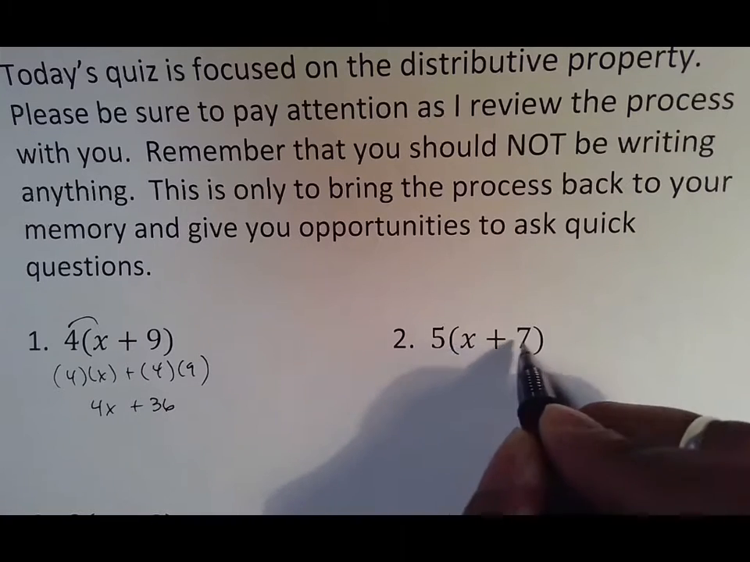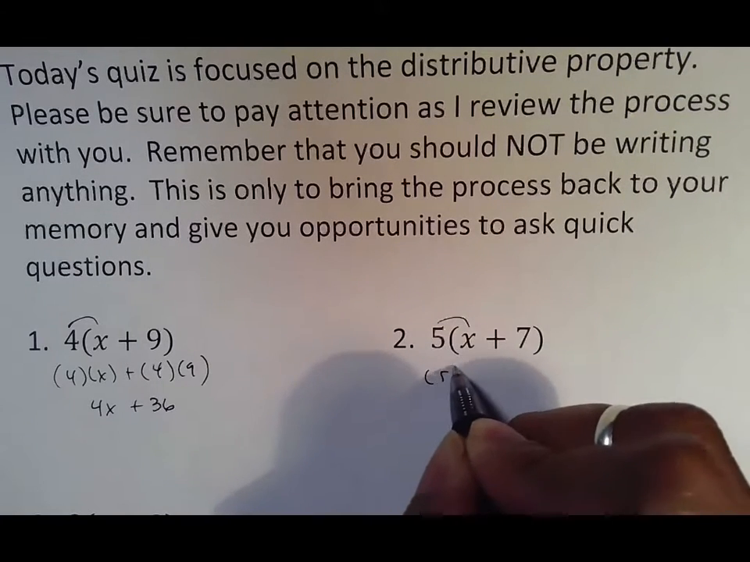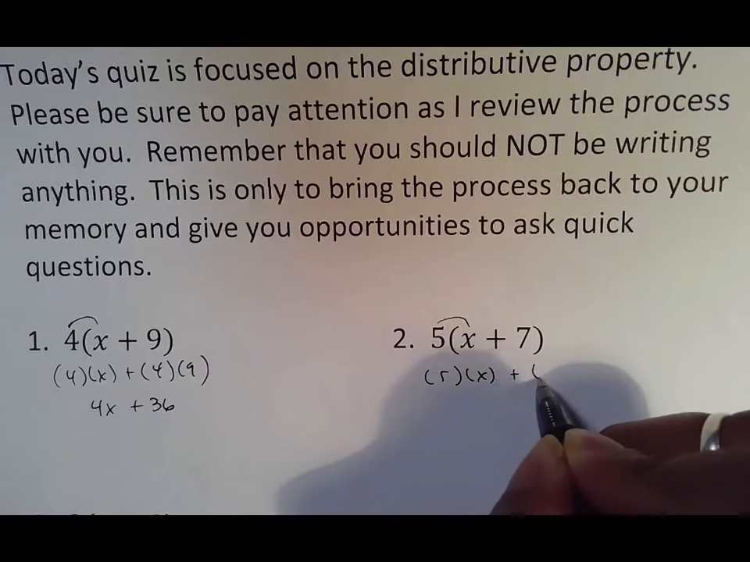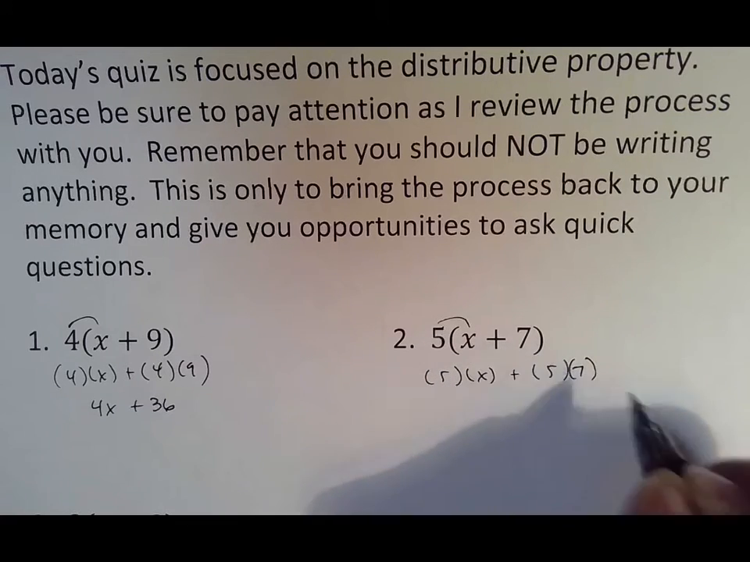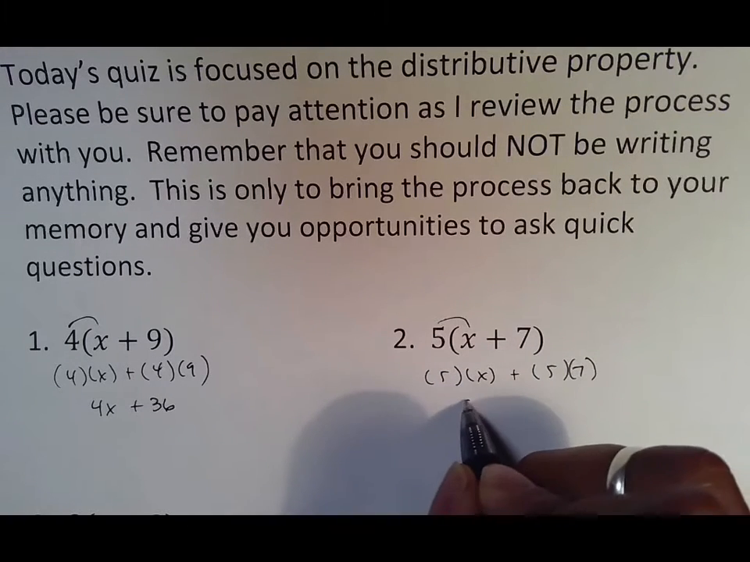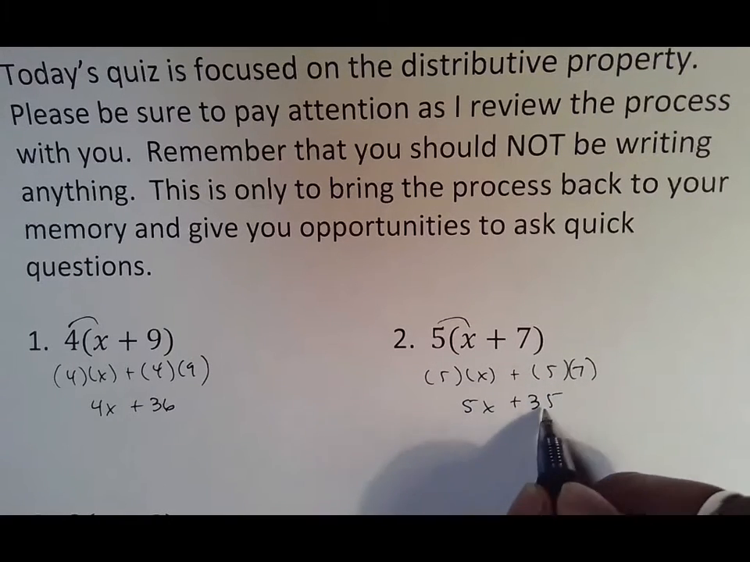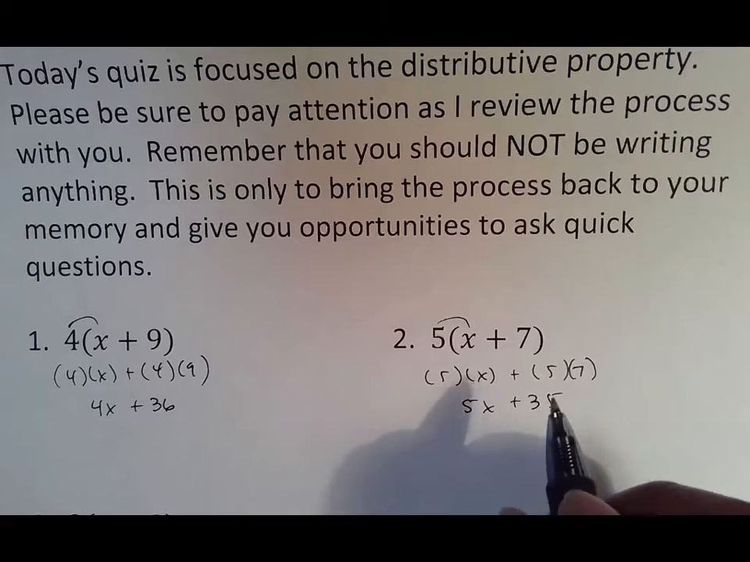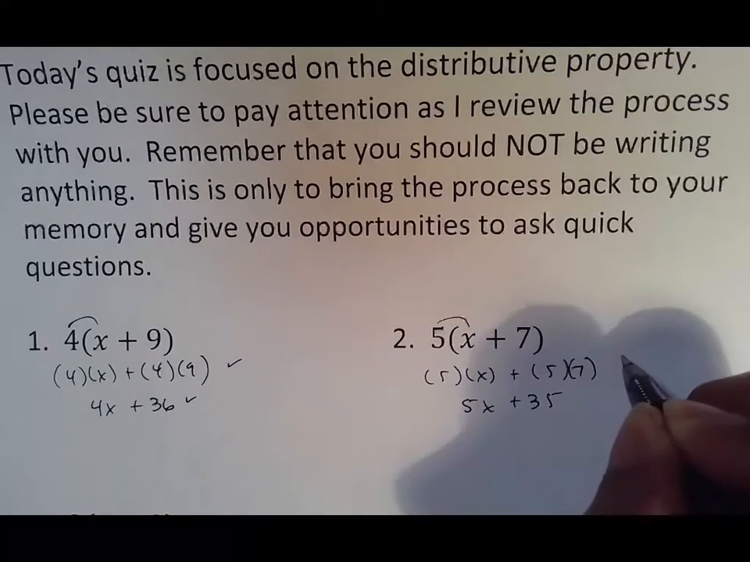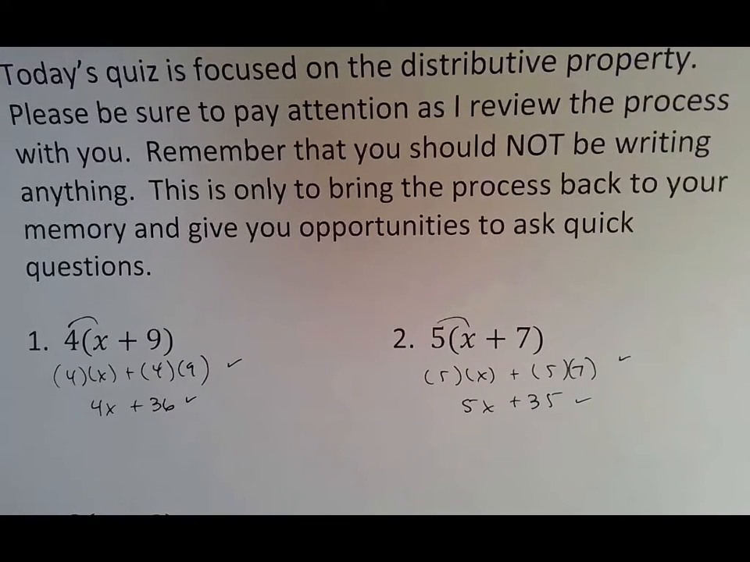Here, x and 7 are your inside terms. 5 meets x and 5 meets 7. 5 times x is just 5x. 5 times 7 is just 35. Once again, you cannot put those two things together, but both of these are 2 points of work. Make sure you're showing them.